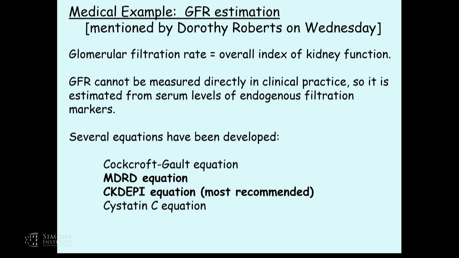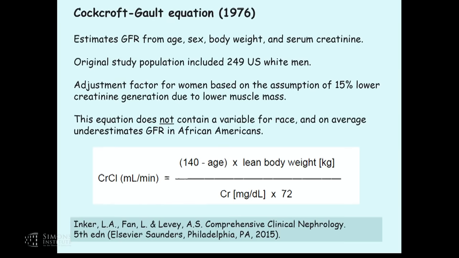So the first one was this Cockcroft-Gault equation, and then the MDRD equation, CKD-EPI, and then cystatin C. The one that is most highly recommended now is the CKD-EPI, the modern one that everybody's supposed to use. The Cockcroft-Gault equation is a little bit outdated now. It does not involve race. It's age, sex, body weight, and serum creatinine. These first three are all based on serum creatinine. And it was developed in about 250 white men. And to apply it to women, they just assumed that women would be penalized 15%. And then it would apply to women as well. So it's just this equation.